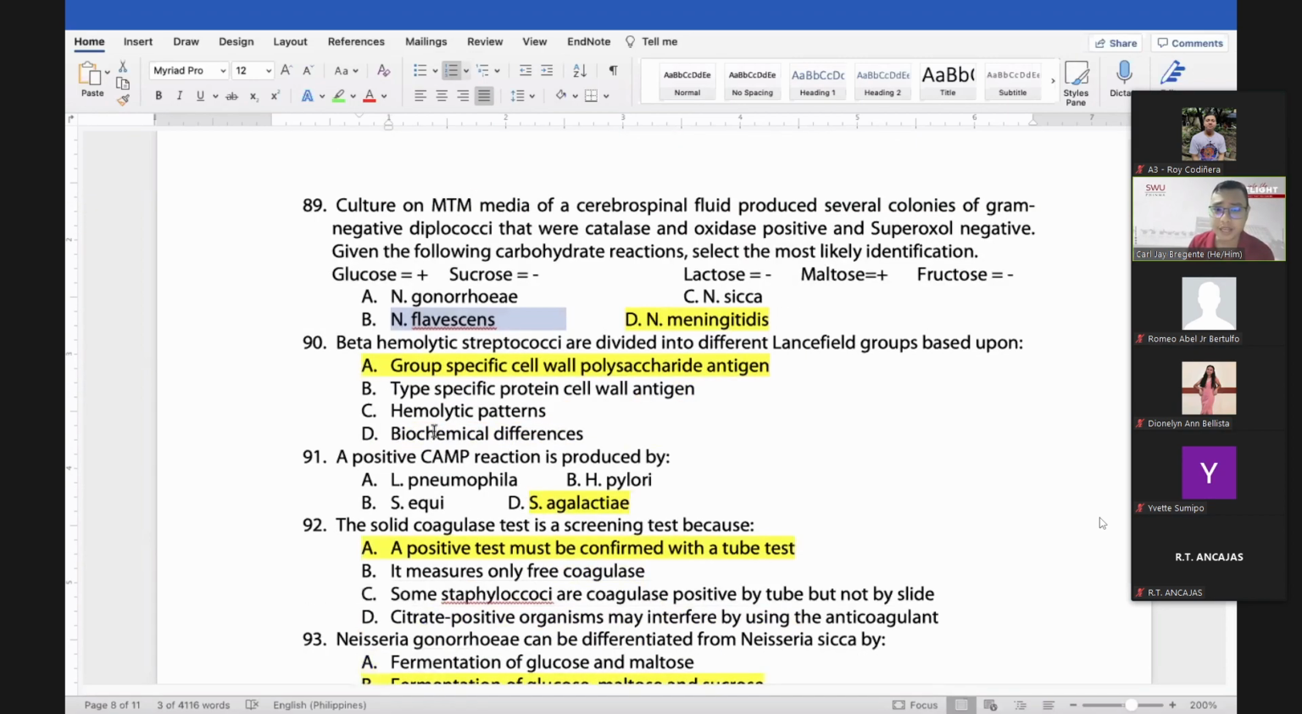90. Beta hemolytic streptococci are divided into different Lancefield groups based on, you already know this, group-specific cell wall polysaccharide antigen. 91. A positive CAMP test reaction is produced by group A or group B streptococci, which is your Streptococcus agalactiae.